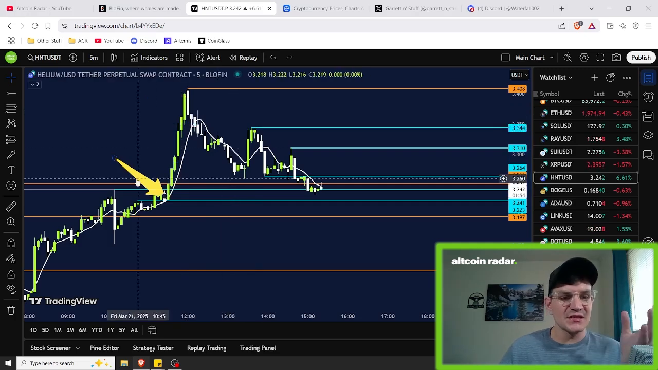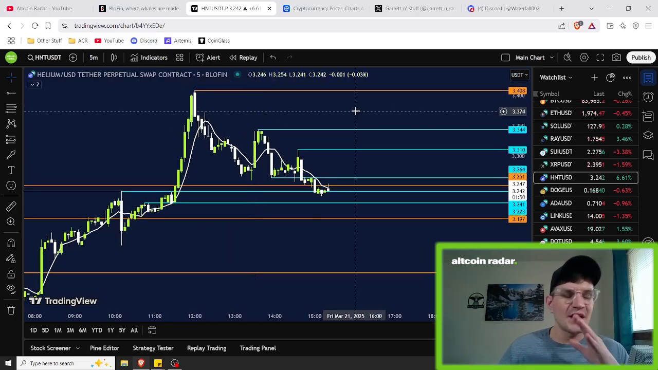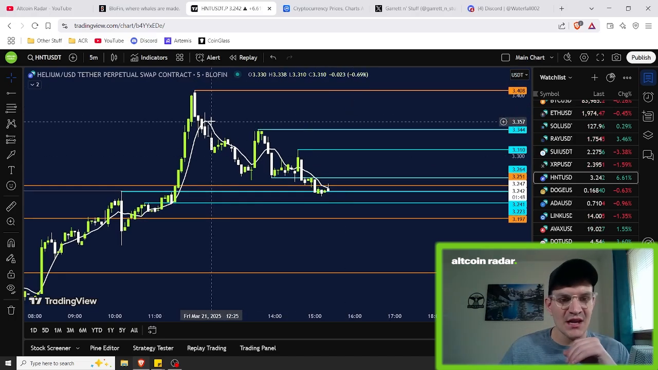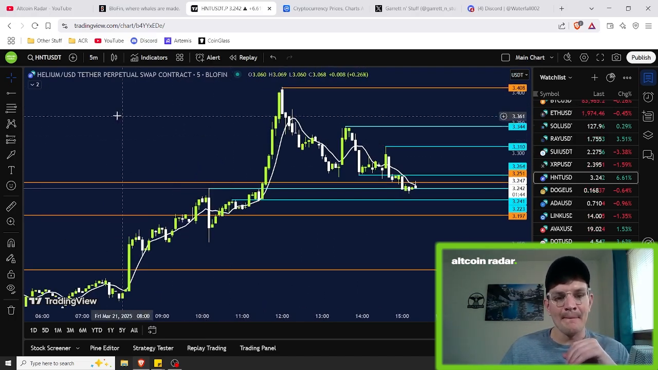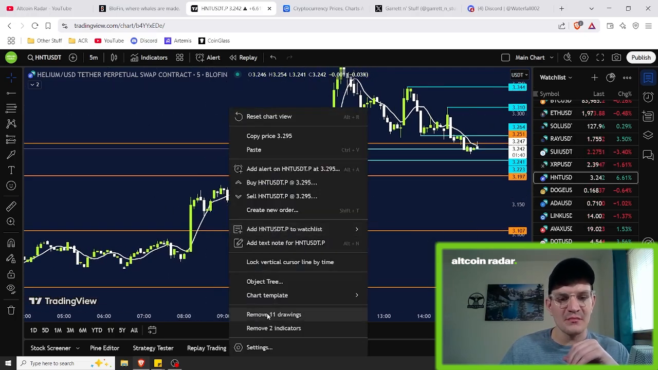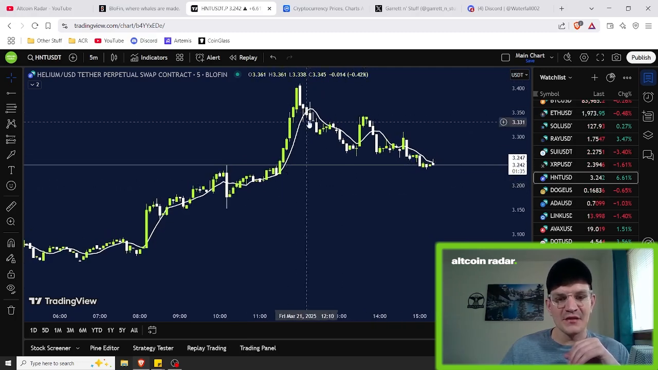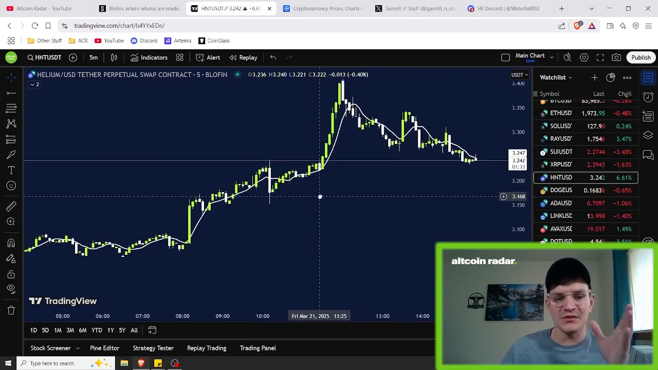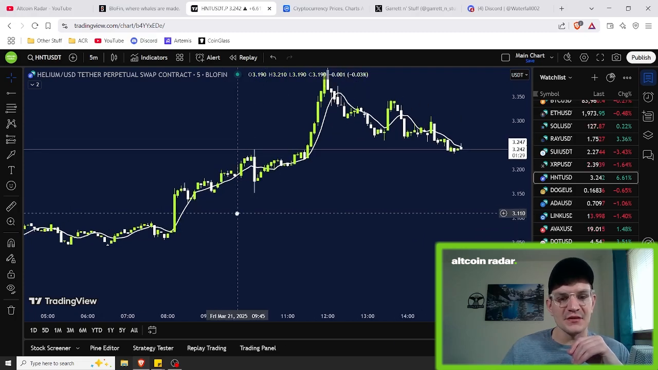So as you can clearly see, there's all kinds of different ways that you can read this stuff just by using basic support and resistance and this 7-period moving average that I've got going on right here. And if we do a little bit of back testing, just to show you the power of this moving average, because I absolutely love this thing. Again, we're looking for crosses here.